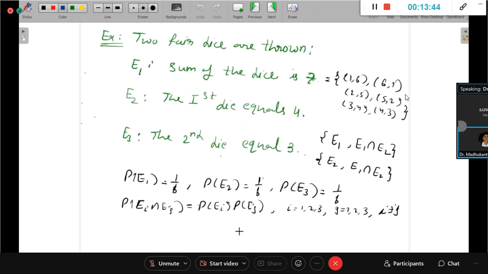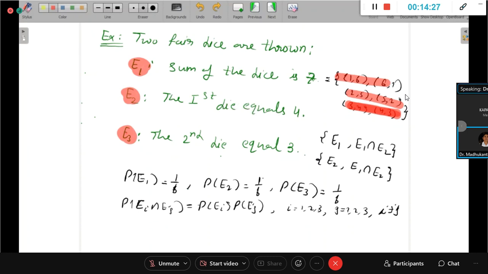Okay, right. Now let's have one example here. Two fair dice are thrown. E1 is the event that the sum of the dice is 7. E2 is the event that the first die equals 4, and E3 is the event that the second die equals 3. You can certainly write down all these event spaces easily.